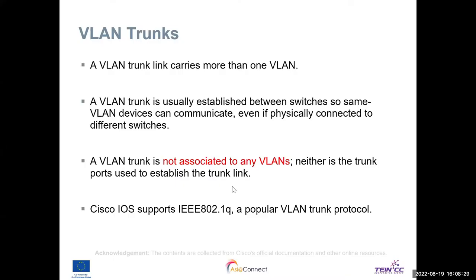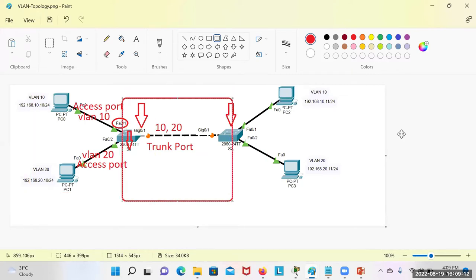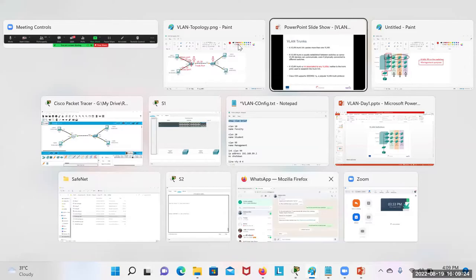Somebody is saying we can work without a trunk port. Yeah, your point is right, but we are not supposed to be confined to one room. Rather, we will have PCs in different locations. So say this one is one room and this is another room. We will have switches in one room and another switch in another room. So there will be switches in different rooms which need to be connected through a trunk port. I think you got my answer, right? Did you get my point?